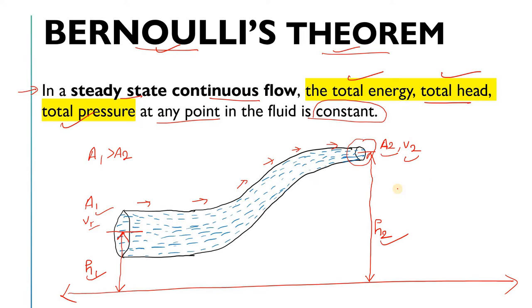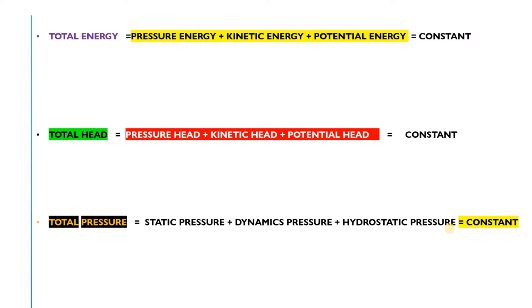As per the continuity equation we discussed in our last video, the mass flow rate at point 1 will be equal to the mass flow rate at point 2. That means A1 V1 will be equal to A2 V2, because the total flow rate will be constant. This is very important. Now see how we can express Bernoulli's equation or Bernoulli's theorem.